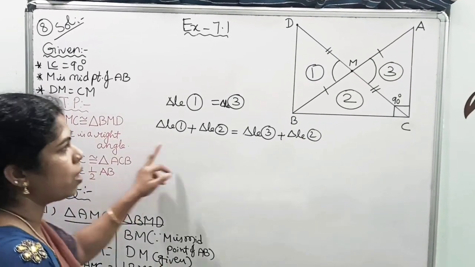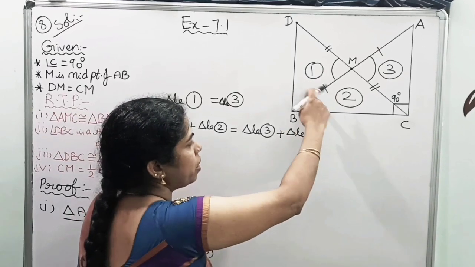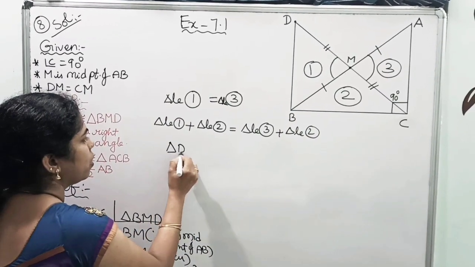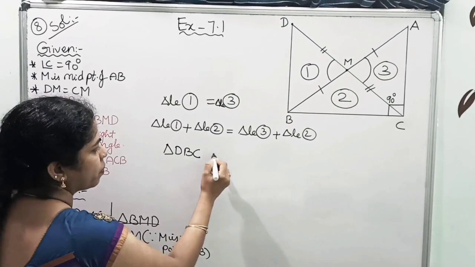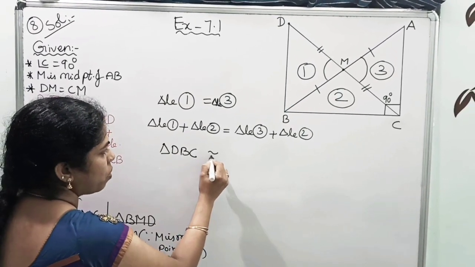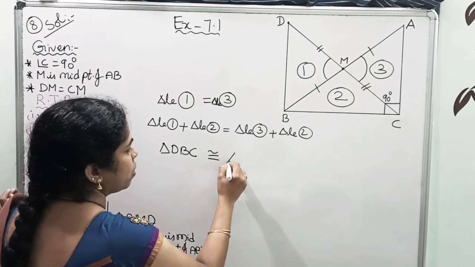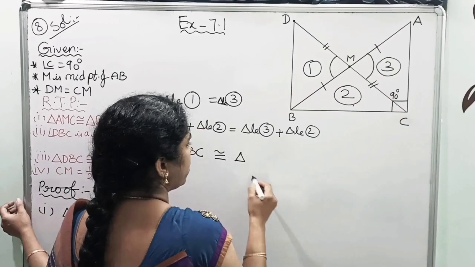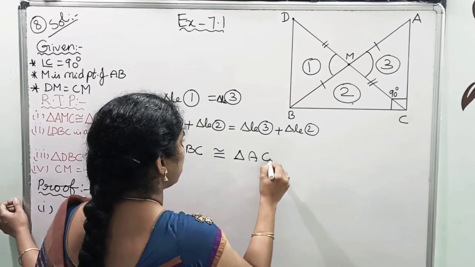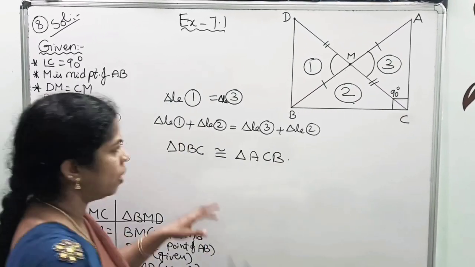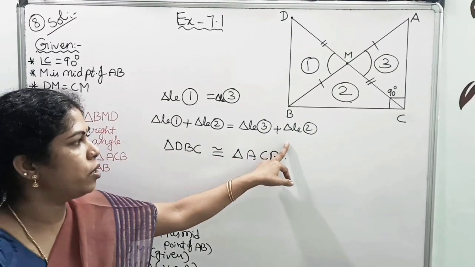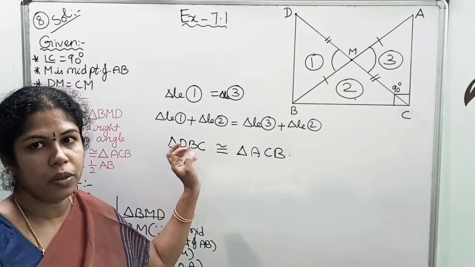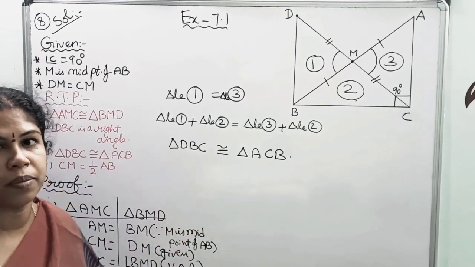If you add 1 and 2 triangles, what is the bigger triangle that you are going to get? Triangle DBC is congruent to triangle, what is the other triangle? 2 and 3 if you add, triangle ACB. When equals are added to equals, the wholes are also equal according to Euclid's axioms.